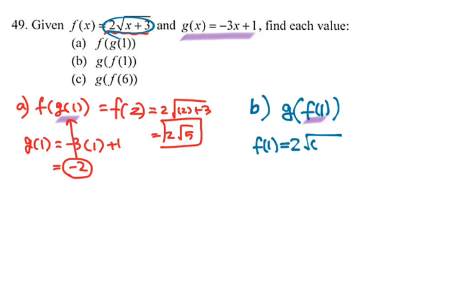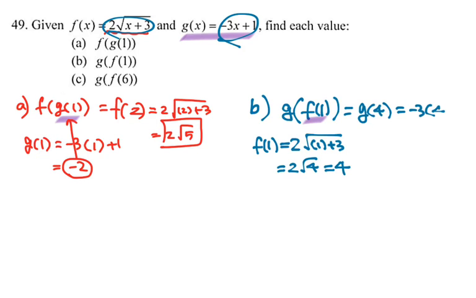When you look at part B, I'm plugging 1 into function f, and then the result we're going to put into function g. Once you plug in 1 in place of x in f, we end up getting 2 times square root of 4, which is equal to 4. Now g of f of 1 becomes g of 4, because f of 1 is equal to 4. Then plugging in 4 in place of x, our answer is negative 12 plus 1, which becomes negative 11.